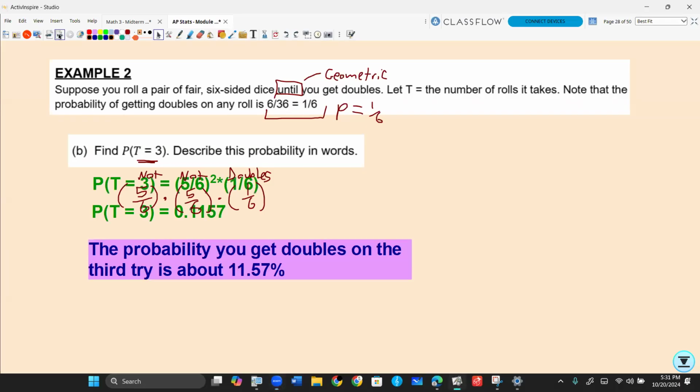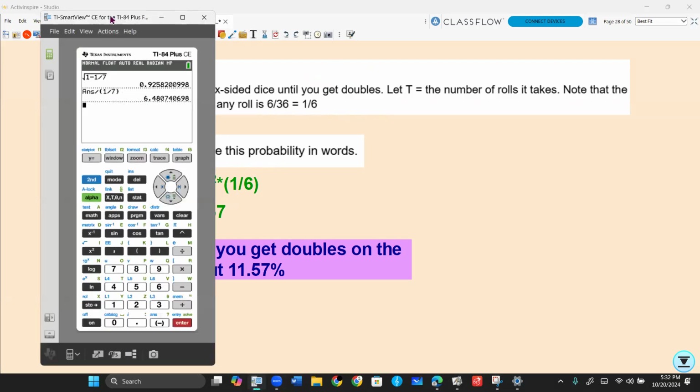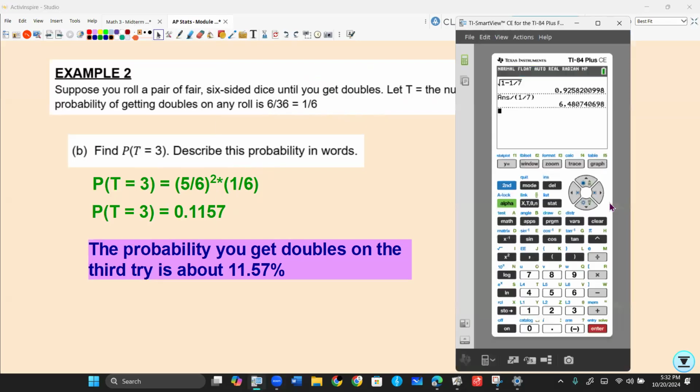So it looks like this. 5/6 to the second power times 1/6, which gives you about 0.1157. I suppose if you wanted to use geometric PDF, it wouldn't hurt you, but you have to make sure you write your inputs. So second vars, geometric PDF, P would be 1 divided by 6, and our X value would be 3. And there's your 11.57%.